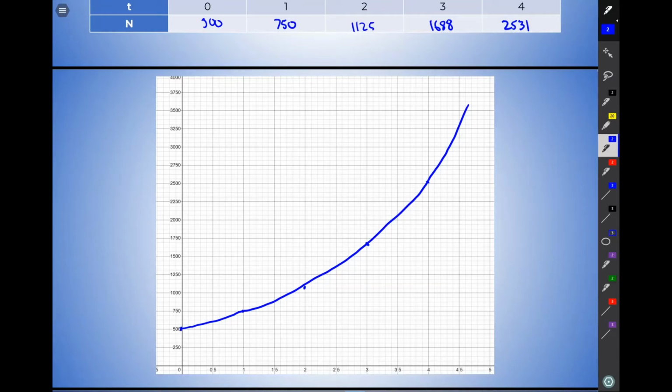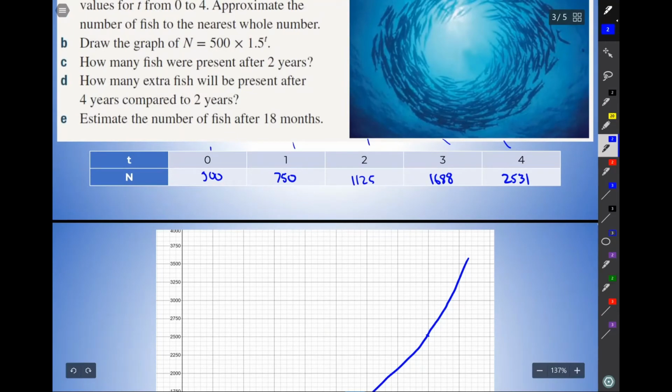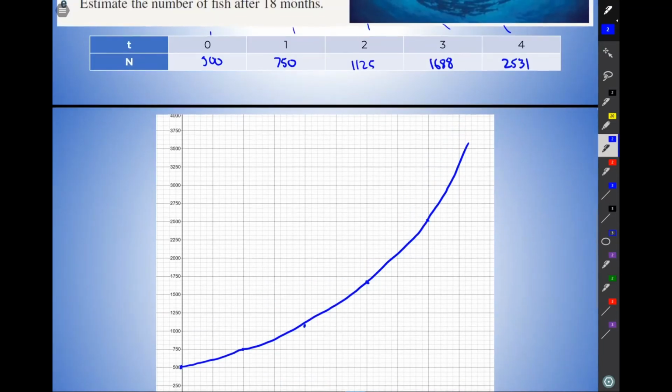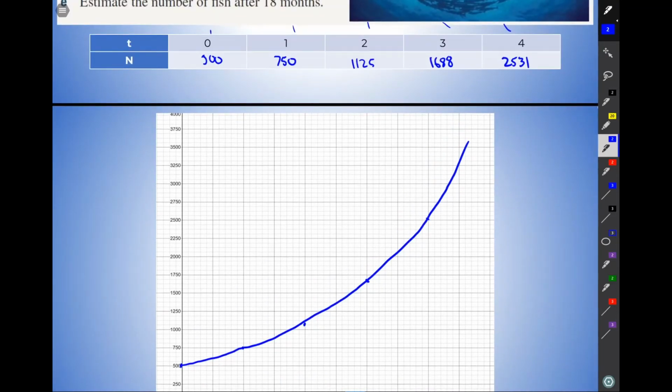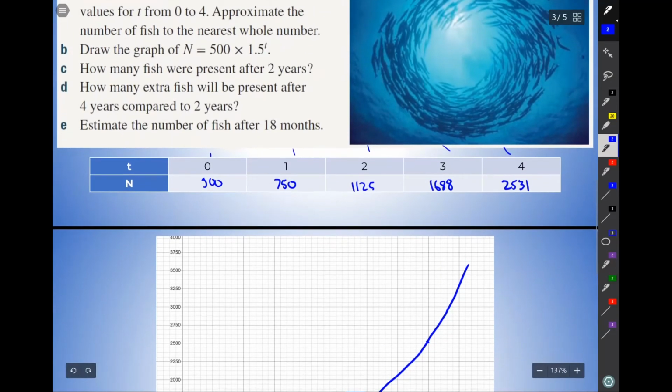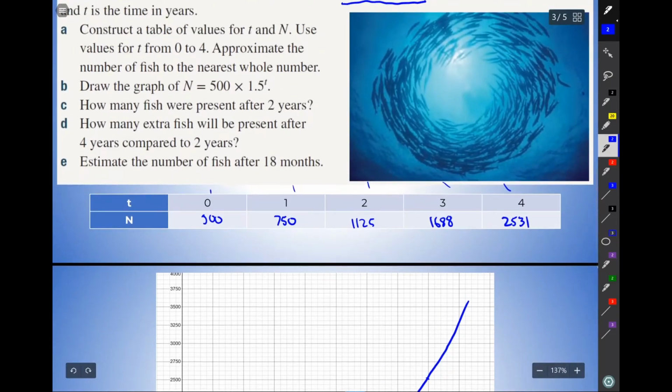And now we've got a couple questions to answer. How many fish were present after 2 years? That one's fairly easy. We can read that one straight from the table. There were 1,125 fish after 2 years.